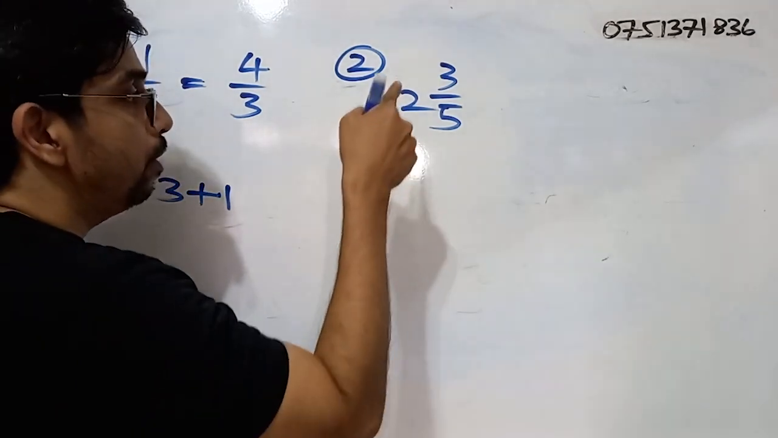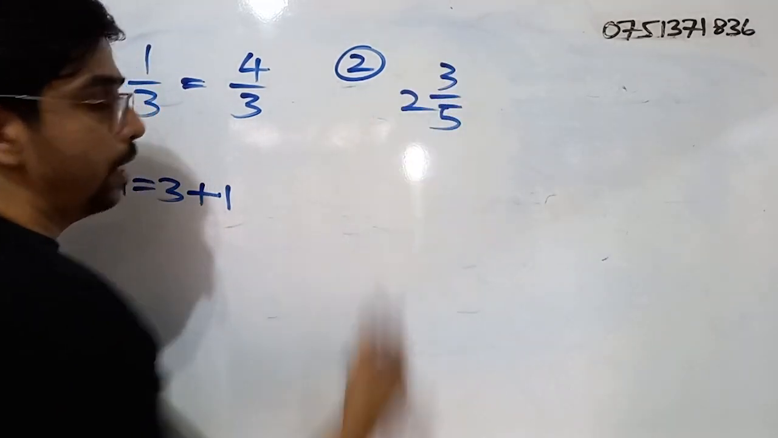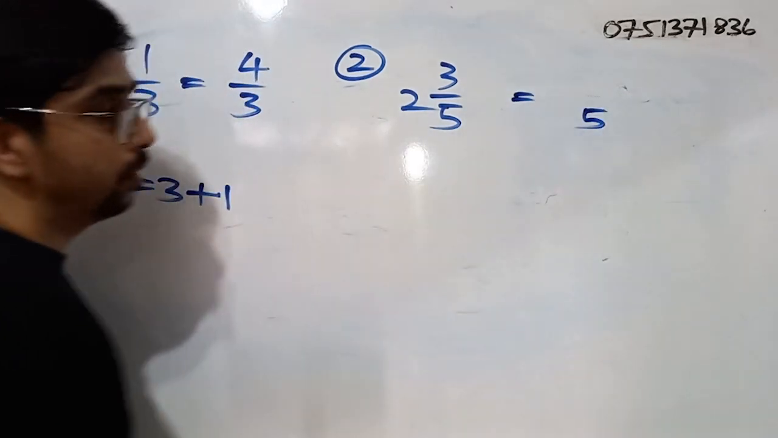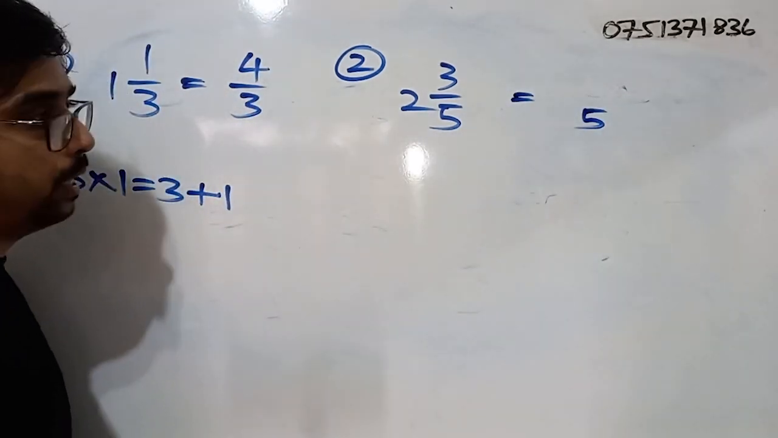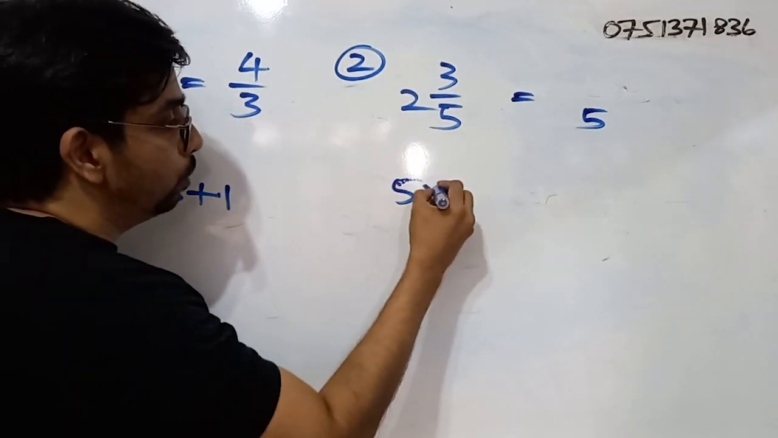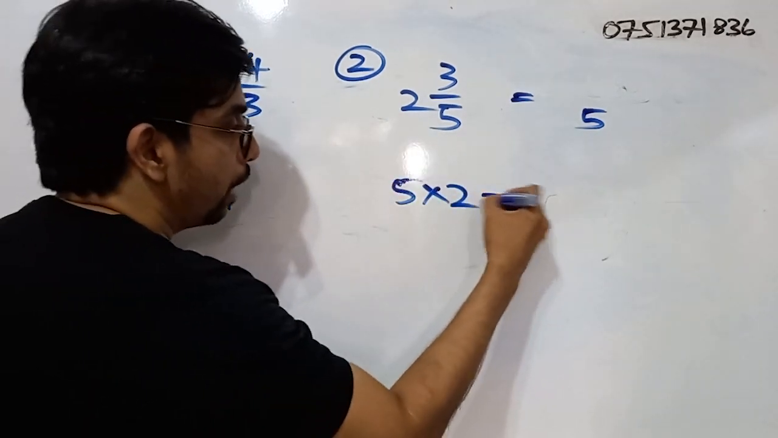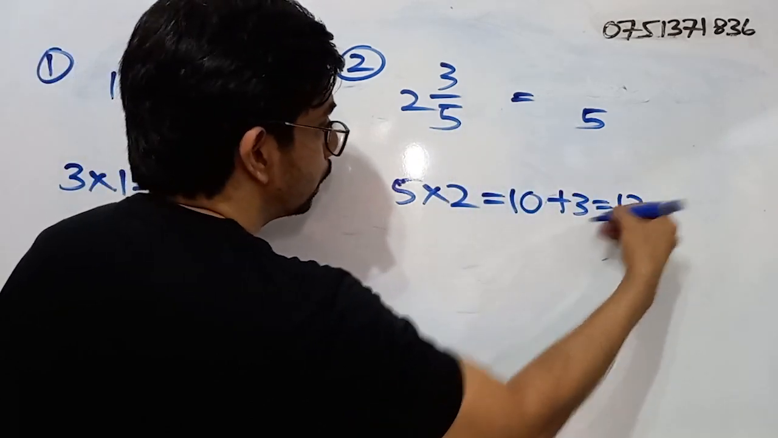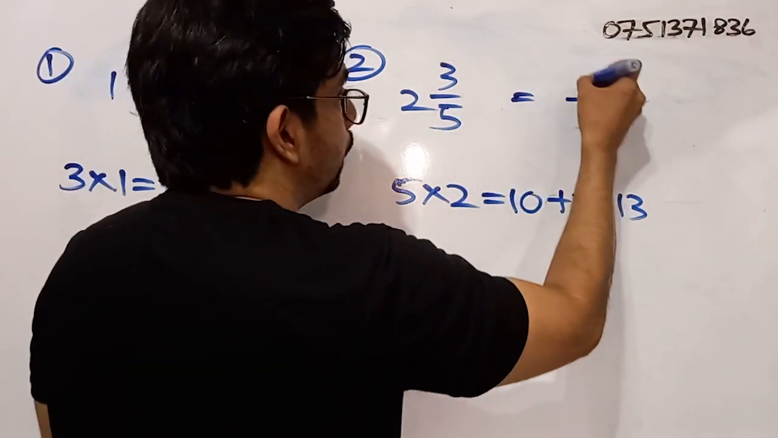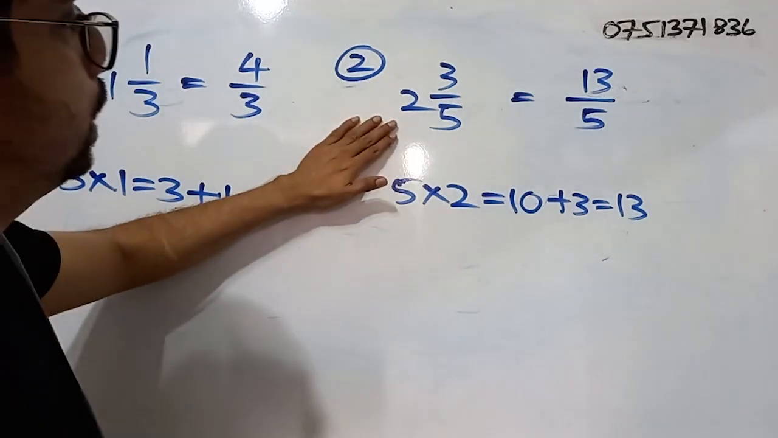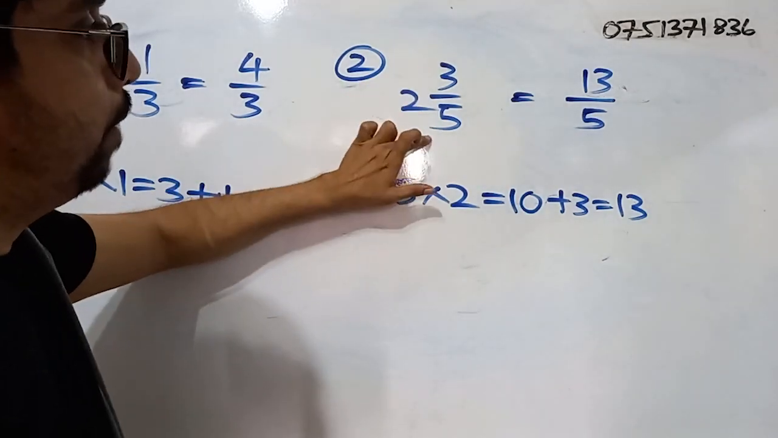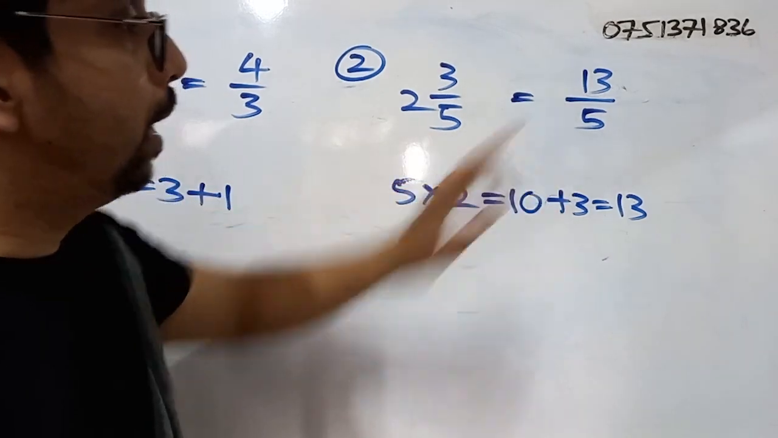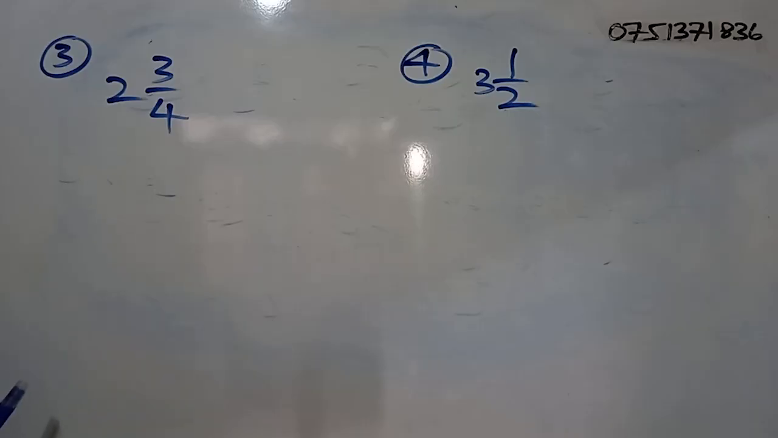Question number 2. So there we have 2 and 3 by 5. So here the denominator is what? 5. What will be the numerator? 5 into 2. 5 into 2 is 10. To that we add a 3. So this becomes what? 13. So here the numerator becomes what? That means when we convert 2 and 3 by 5 into improper fraction, what will it be? 13 by 5.